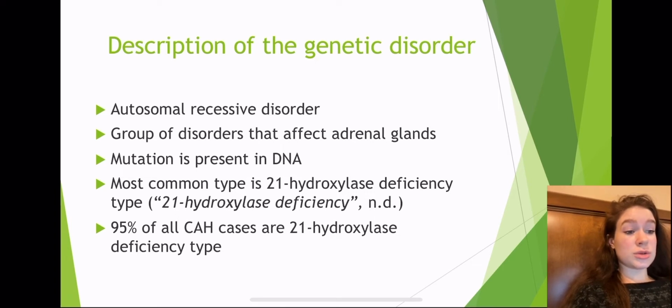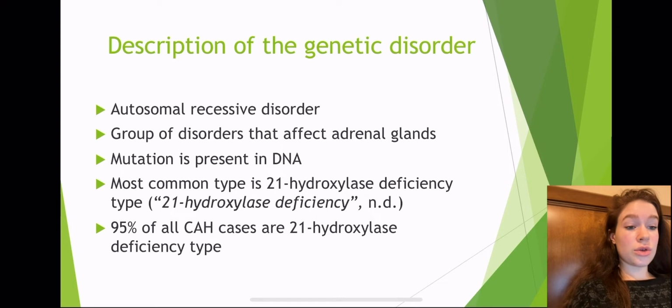The adrenal glands are responsible for making hormones such as mineralocorticoids that regulate potassium and sodium levels in the body, androgens like testosterone that are classified as male sex hormones that are needed for the development and growth of females and males, and cortisol, which is what regulates the human body's response to stress or illnesses. People who have CAH have mutations present in their genes that result in a deficiency of a specific enzyme that is required in order to make these hormones.